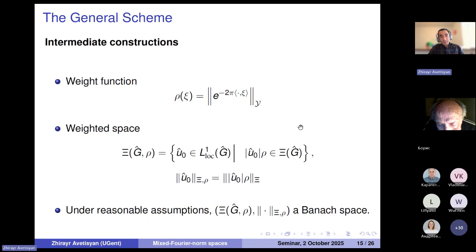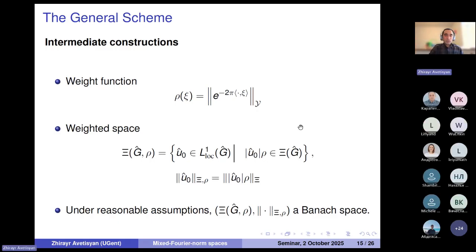Of course, for every fixed psi, this function e to the minus 2 pi scalar product with psi is a distribution on the manifold Y. And we take the Y norm of this distribution. If the distribution falls outside of the Banach space curly Y, then we just set it to be plus infinity. That way, we get a certain weight function, which we call rho psi.